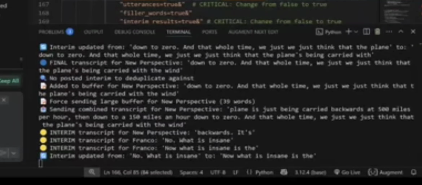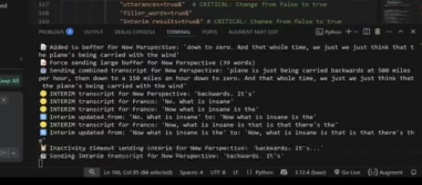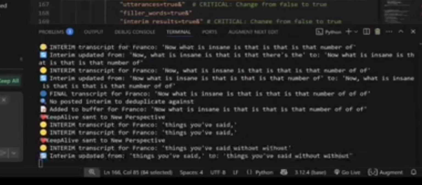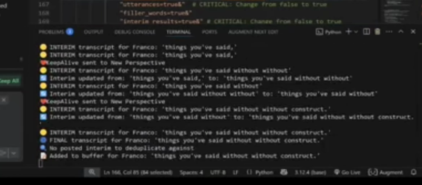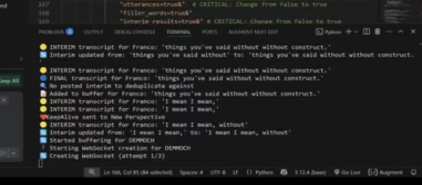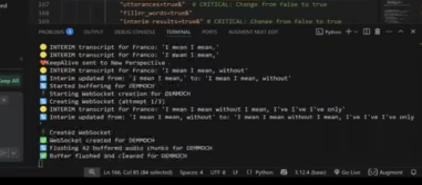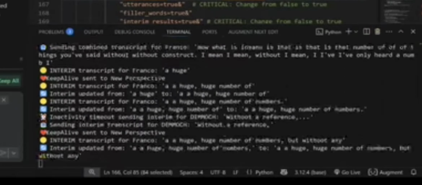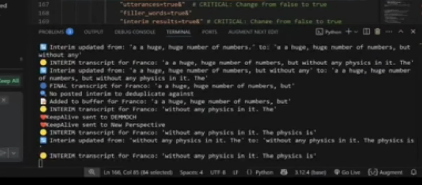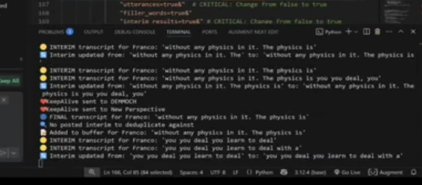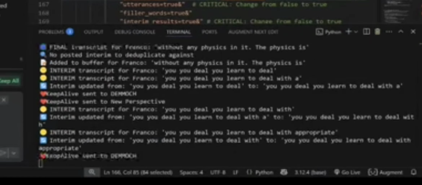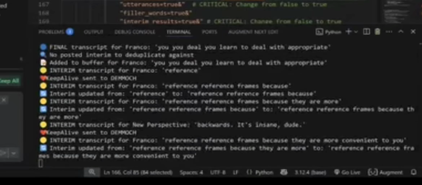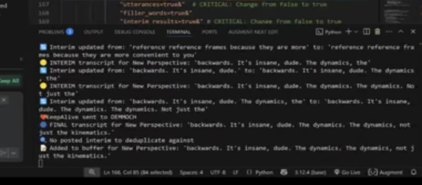Now, what is insane is the number of things you've said without any physics in it. I've only heard a huge number of numbers, without any construct or reference. The physics is you learn to deal with appropriate reference frames because they are more convenient to use. The dynamics, not just the kinematics. The dynamics is what I'm talking about, not the kinematics.